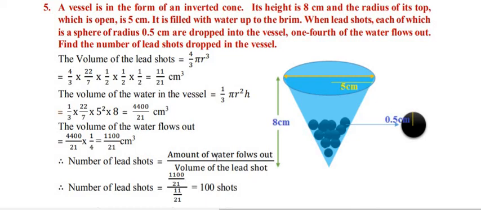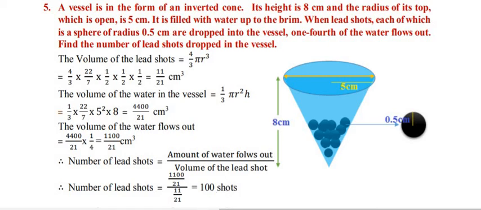So that is equal to the amount of water which flows outside, 1100 divided by 21, and the volume of the lead shots is 11/21. We can cancel 21 and 21 in the denominator. Then the remaining terms are 1100 divided by 11. 11 hundreds are 1100.